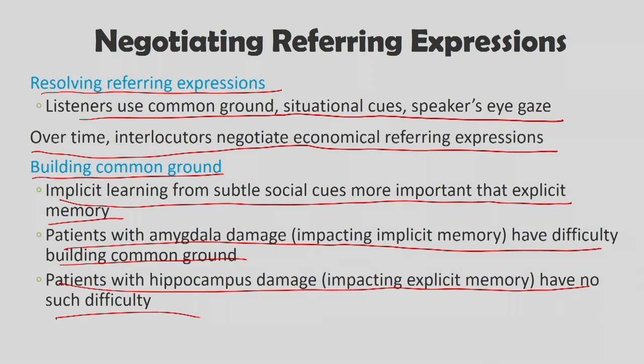And over time, speakers and listeners work together to hone referring expressions. Thus, when grandma says to grandpa, "Get me the thingamabob from the whatchamacallit," grandpa knows exactly what grandma means. Implicit learning from subtle social cues plays an important role in the building of common ground, and that sort of explicit memory impacts the way speakers craft expressions as well as the ways in resolving them.